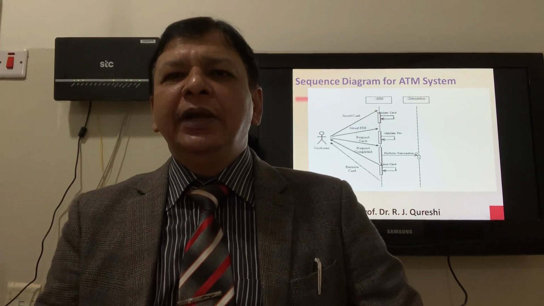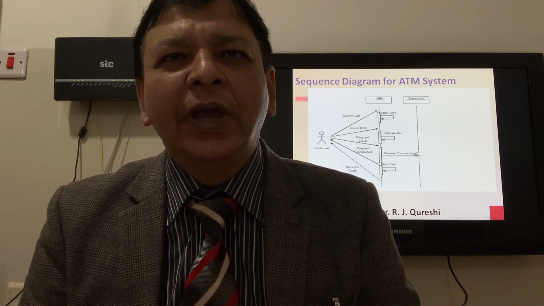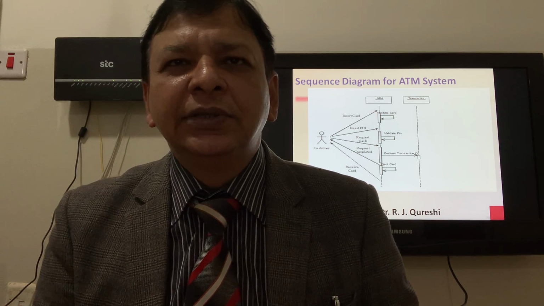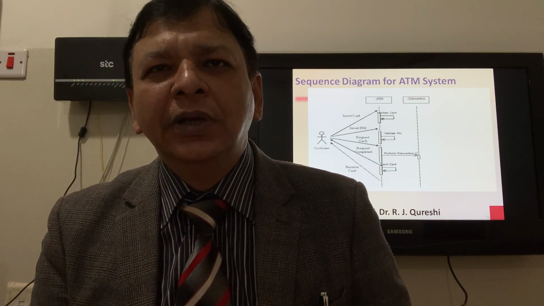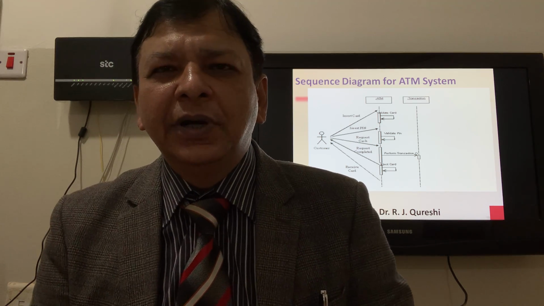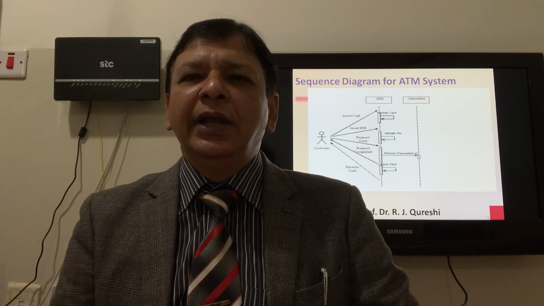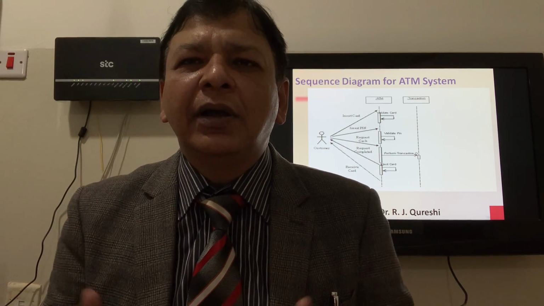Now let's have an example of a sequence diagram for an ATM system. We have customer, ATM and the transaction. So: insert card, insert pin, validate card, validate pin, check the balance, perform transaction, eject card, thank you very much. So this is about the ATM. It's not complete, but it's just to give you an idea or concept.